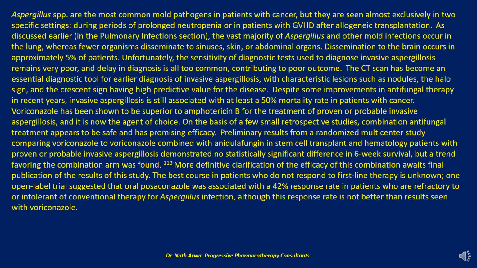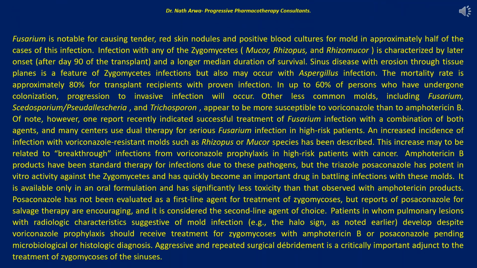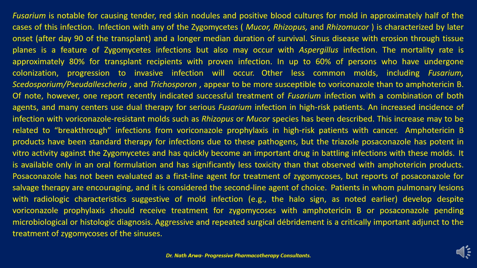One open-label trial suggested that oral posaconazole was associated with a 42% response rate in patients who are refractory to or intolerant of conventional therapy for Aspergillus infection, although this response rate is not better than results seen with voriconazole. Fusarium is notable for causing tender, red skin nodules and positive blood cultures for mold in approximately half of the cases of this infection.